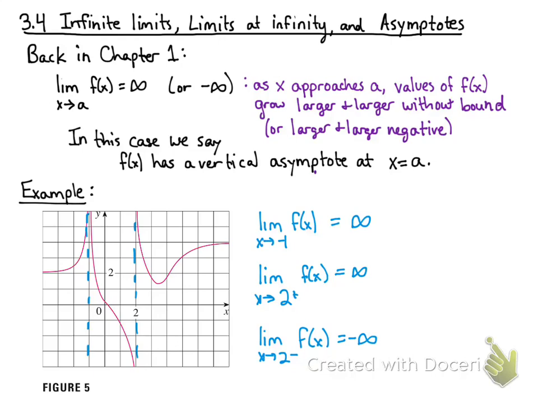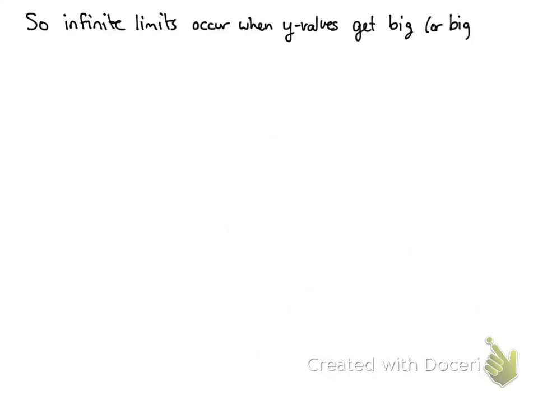But whether the limit is infinity or negative infinity, and whether it's an overall limit or just a one-sided limit, none of that matters. If there's any limit as x approaches a number of f of x that gives you infinity or negative infinity, then you say there's a vertical asymptote. So this function has two vertical asymptotes, one at x equals -1 and one at x equals 2. So that's all stuff we did back in Chapter 1. Those are infinite limits. That's when the y values get really, really big, or really, really big and negative.